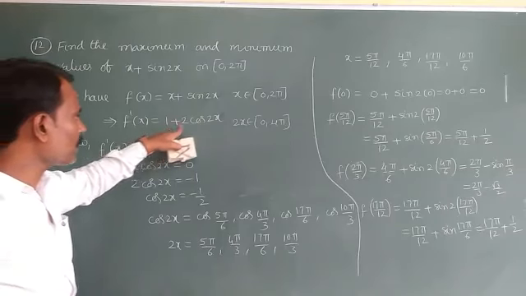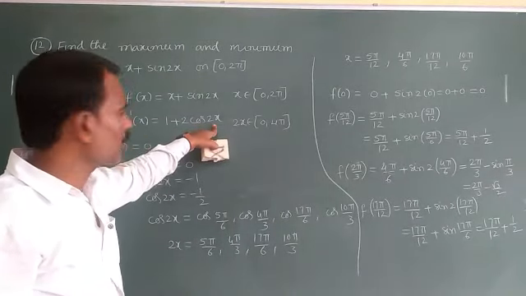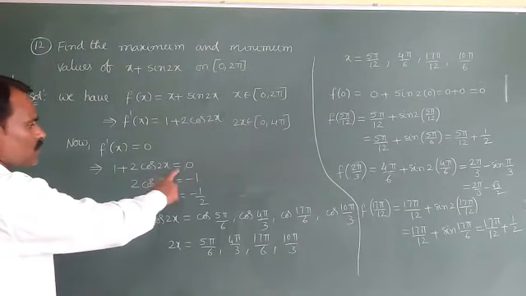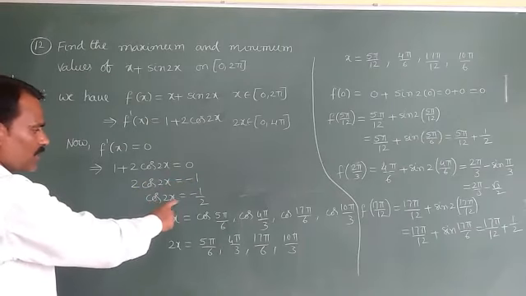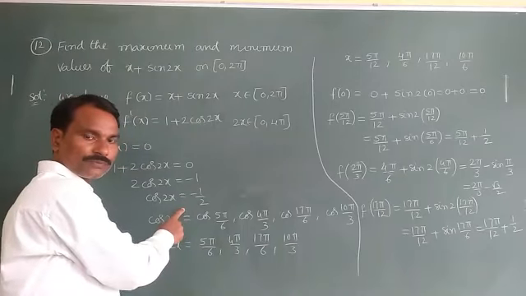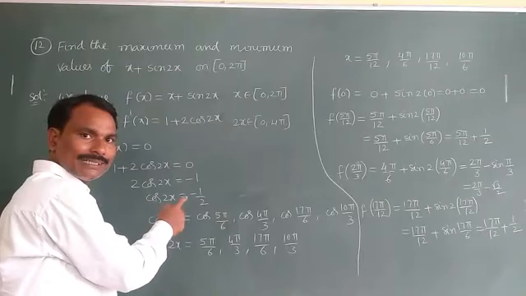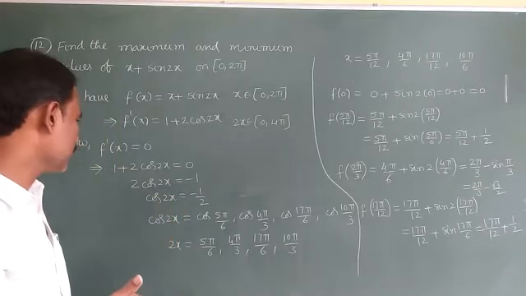f dash of x is equal to 1 plus 2 cos 2x. So f dash of x equal to 0 means 1 plus 2 cos 2x equal to 0. 2 cos 2x is equal to minus 1. Cos 2x is equal to minus 1 by 2. Cos value is negative. Cos is negative means, actually at 60 degrees, 60 degrees means pi by 3.